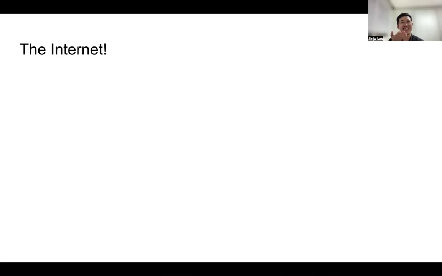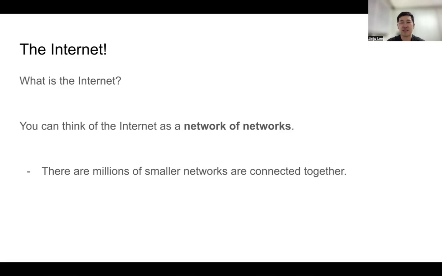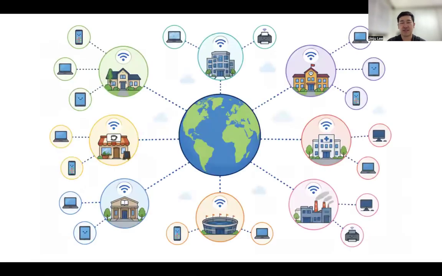Next topic is the internet. So what is the internet? Of course, you have a very good intuitive understanding of what the internet is. Basically, the internet is a network of networks. Think about this. Your home network is connected to the internet. Your school network is connected to the internet. Everything is connected somehow via the internet. So millions of smaller networks, your home, your school, a company, public Wi-Fi, they're all connected together by the internet. Ta-da! Here's a graphical representation.